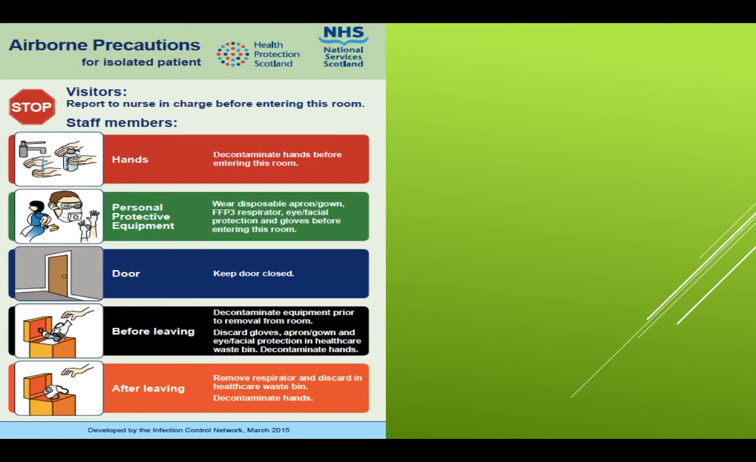In our next slide, it's a flyer in reference to airborne precautions for patients that are isolated. Airborne is when caring for patients whose diseases are spread through the air. Some examples of airborne diseases are tuberculosis, chickenpox, and measles. Before working with that individual, you're going to decontaminate your hands. So wash and sanitize your hands before entering that patient's room or space or working with that patient.